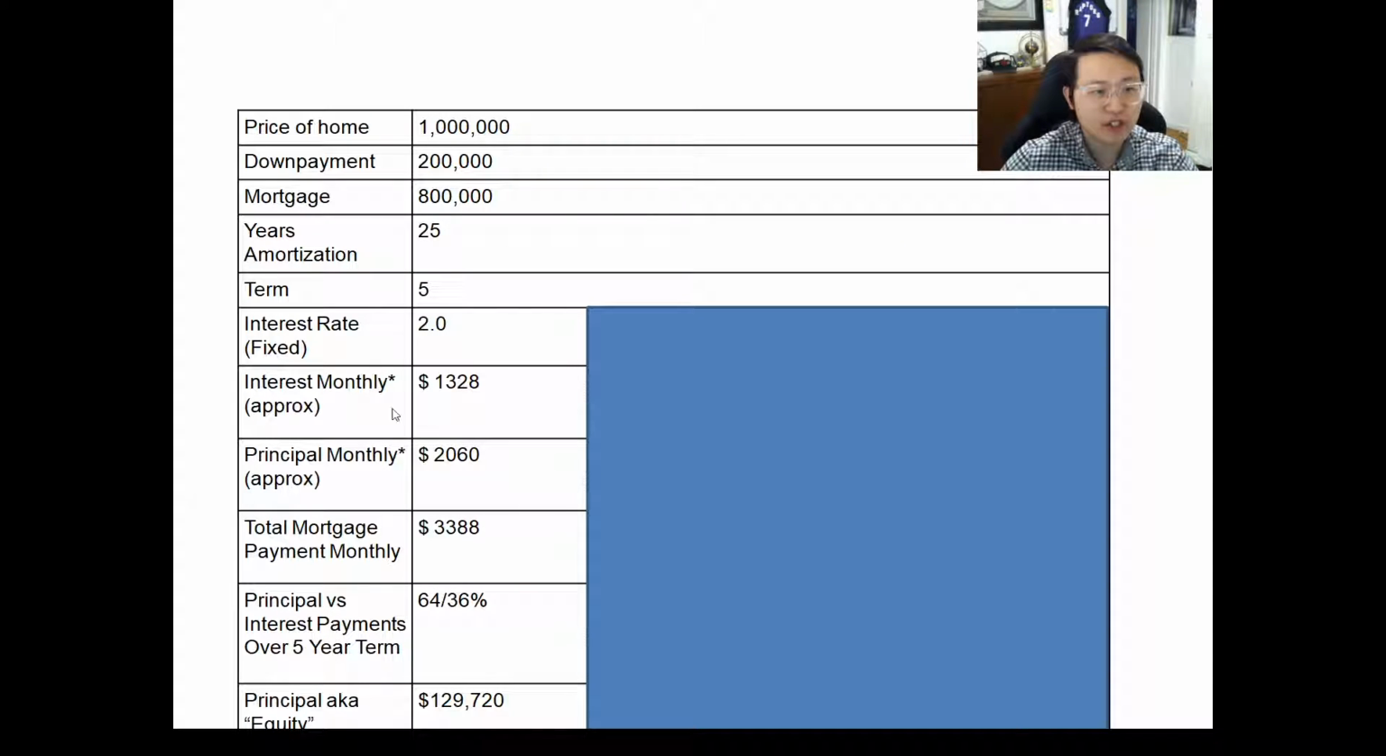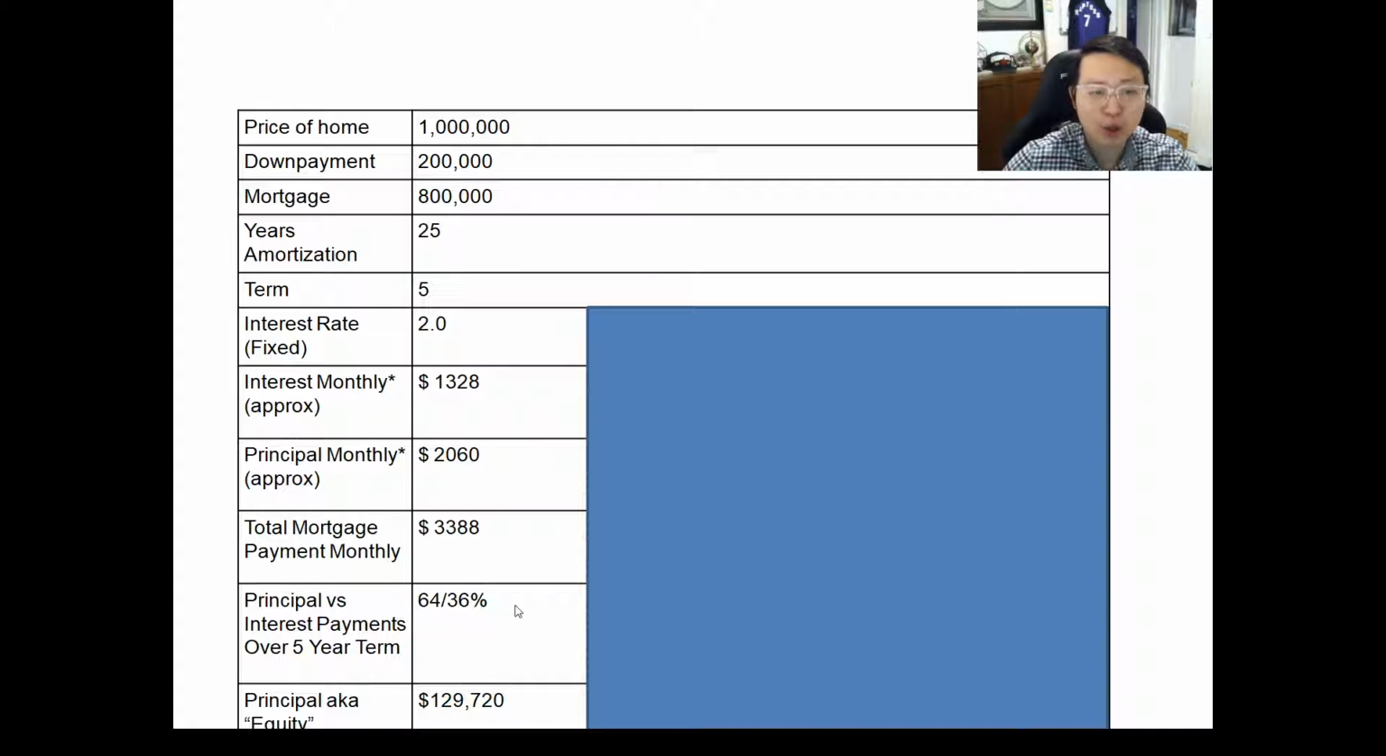Okay, so the first stop we're going to talk about is a 2% fixed interest rate, which means approximately on your very first payment, you're paying about $1,320 of interest. You're paying about $2,000 into principal for a total mortgage payment of $3,388 per month. So 12 payments in a year. Over a 5-year term, that means your total payments are 3,388 times 12 times 5.